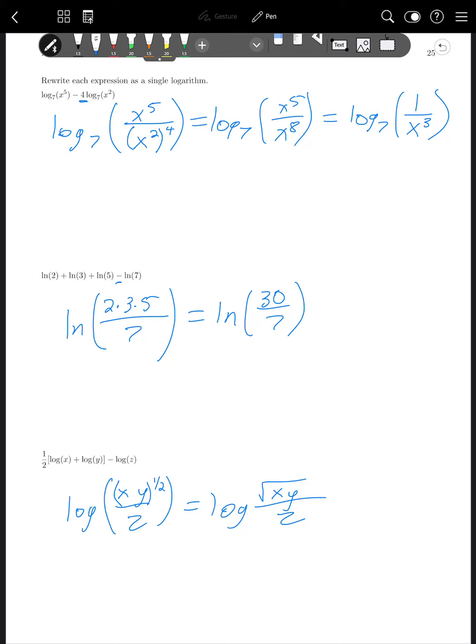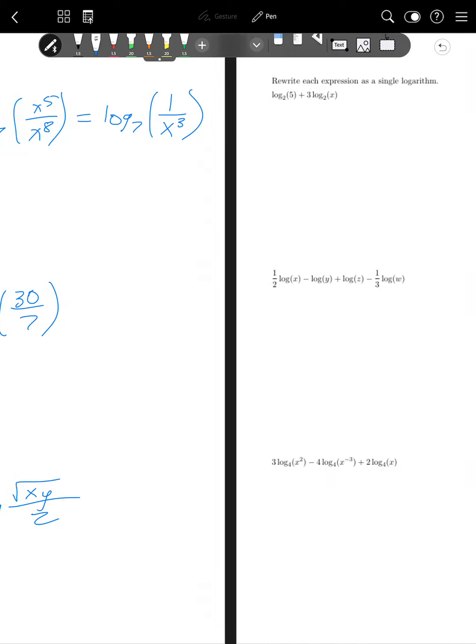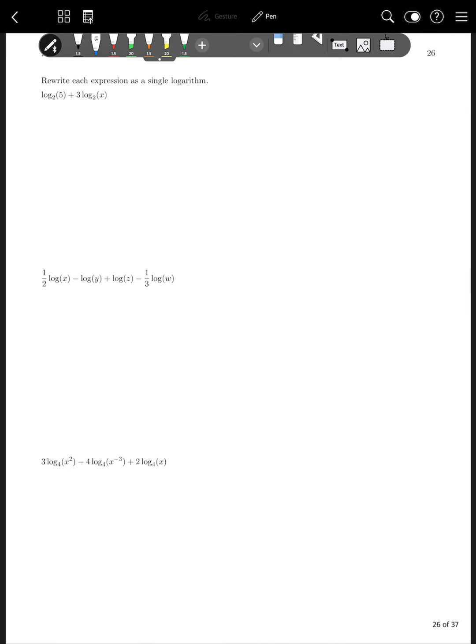Okay, so that's the idea. We're just working backwards using the same rules we used to expand out. So go ahead and flip to the next page, pause the video for a moment, and give these a try.